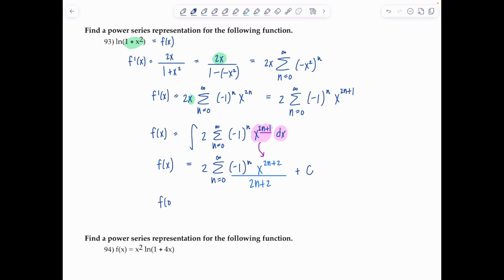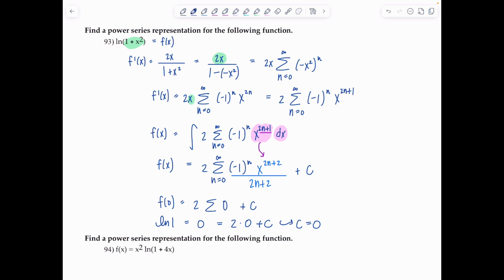So f of 0 is 2 times the sum. If x is 0, every single term is going to be 0. So I'm just summing up a bunch of zeros plus c. And what's f of 0? Well, f of x is ln of 1 plus x squared. So f of 0 would be ln of 1 plus 0. So ln of 1, which is just 0, is 2 times 0 plus c. So c is just 0, which it will be a lot of the time.